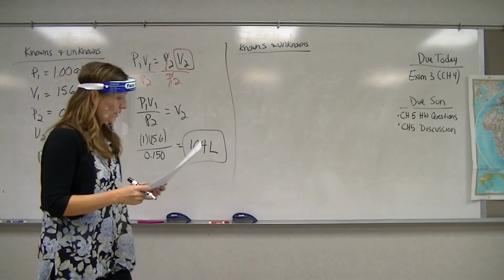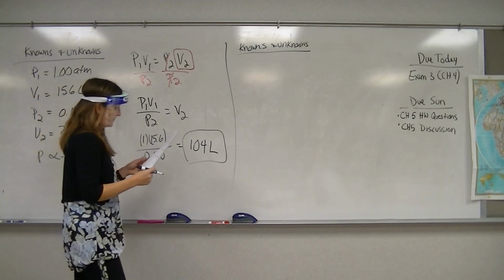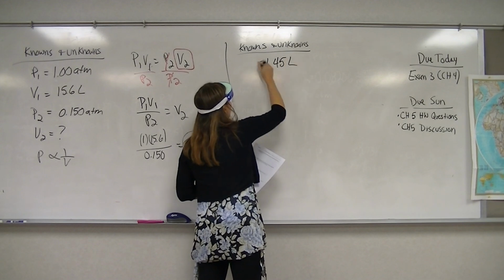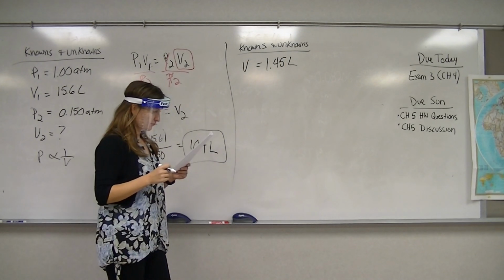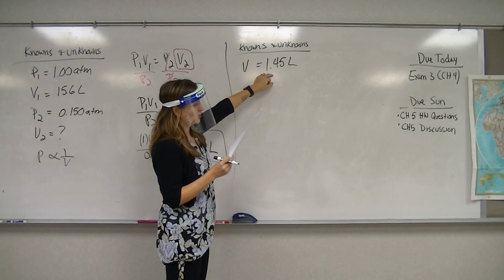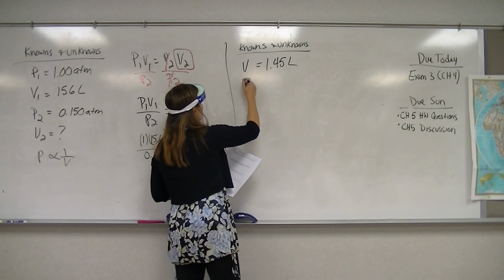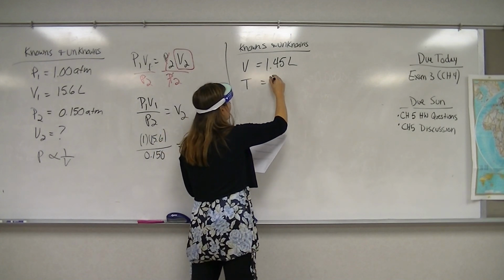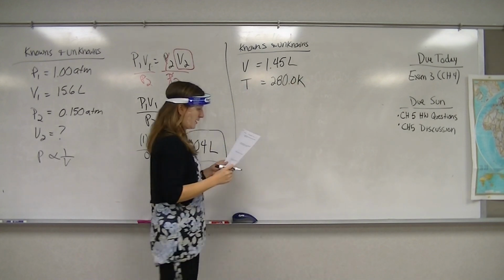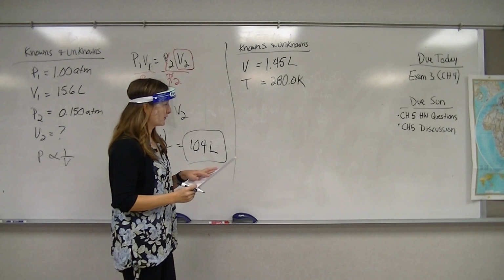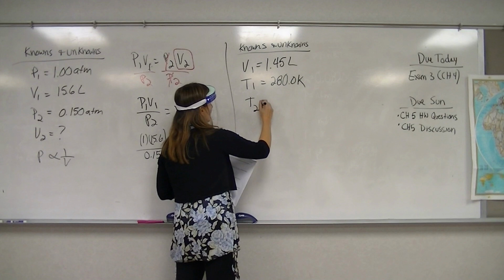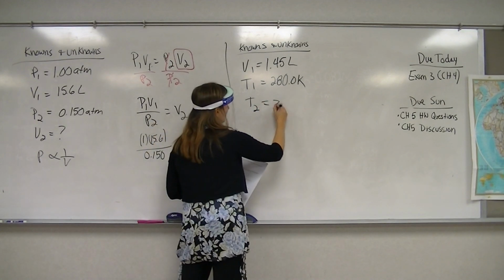So we have a balloon again. This time, they have the balloon measuring at 1.45 liters, liters being a volume. That balloon at that volume is at 280 Kelvin. So the temperature of that balloon, or of the atmosphere that balloon is in anyway, is 280 Kelvin. Now they give us a second temperature of 306. So I'm going to label these V1 and T1. And then the next temperature they give me will be T2, so I can keep them separate.